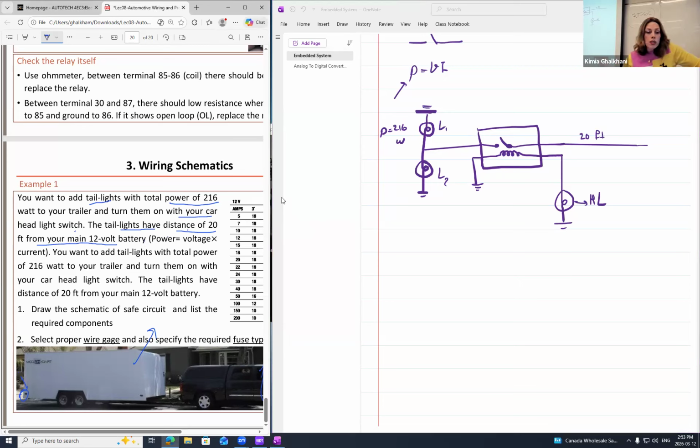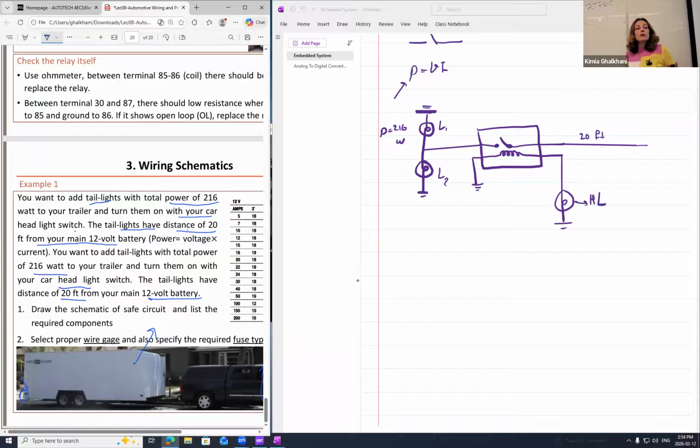And I just said power is equal to VI. You want to add taillights with total power of 260 watts to your trailer and turn them on with your car headlight. The taillights have distance 20 from your main battery. Where should I put the fuse from the previous session? I need to include the fuse right in here.